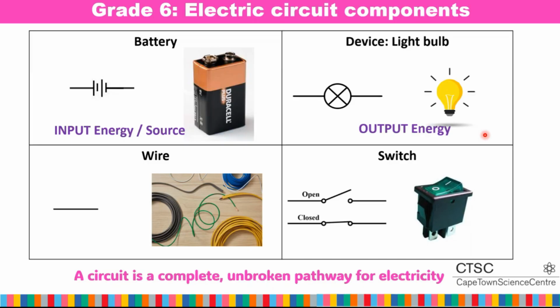The device can be a light bulb, like in this example, but it can also be a buzzer or a fan or a kettle or any type of appliance that would take electricity out of the circuit. That is also something that the learners don't quite fathom very well. So it is taking in energy from the battery, and then the light bulb or the device will be taking energy out of the circuit.